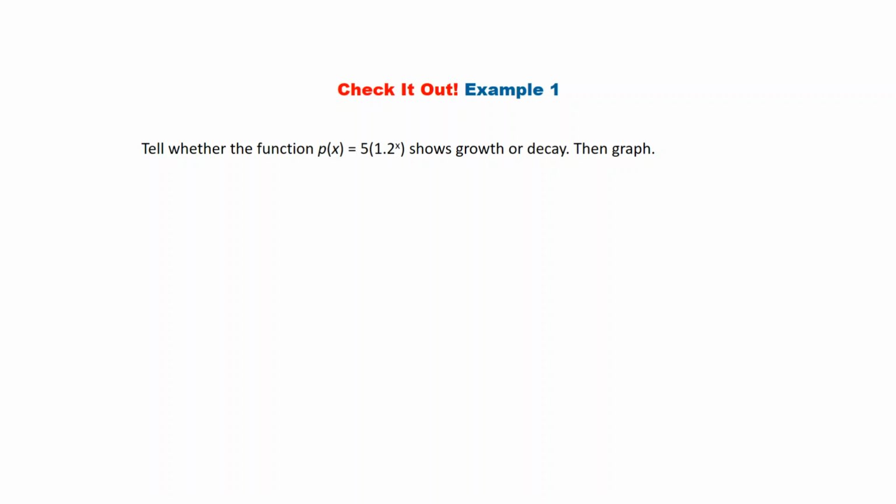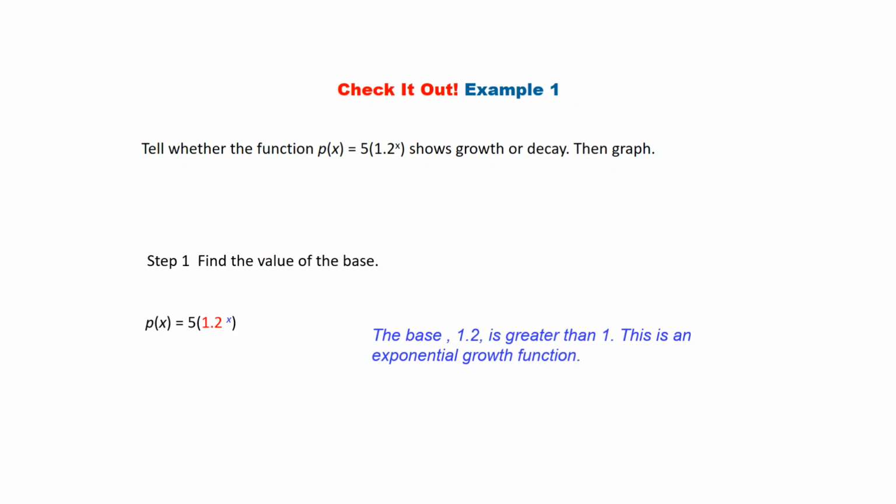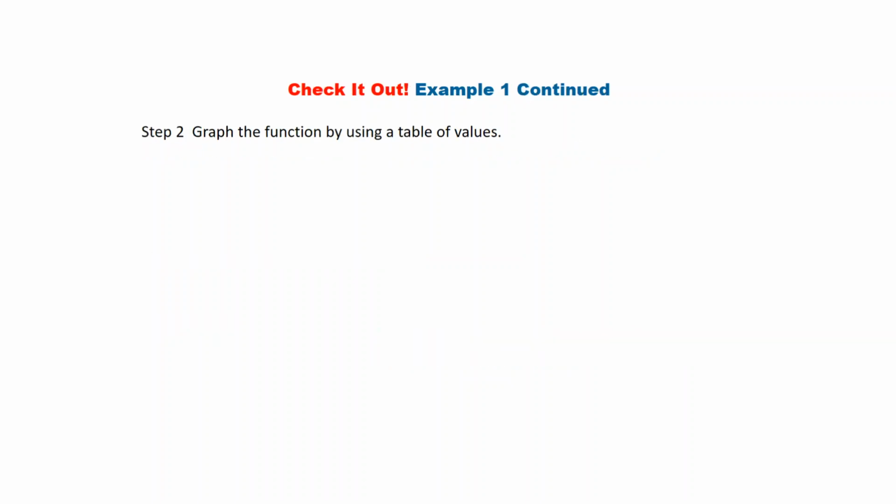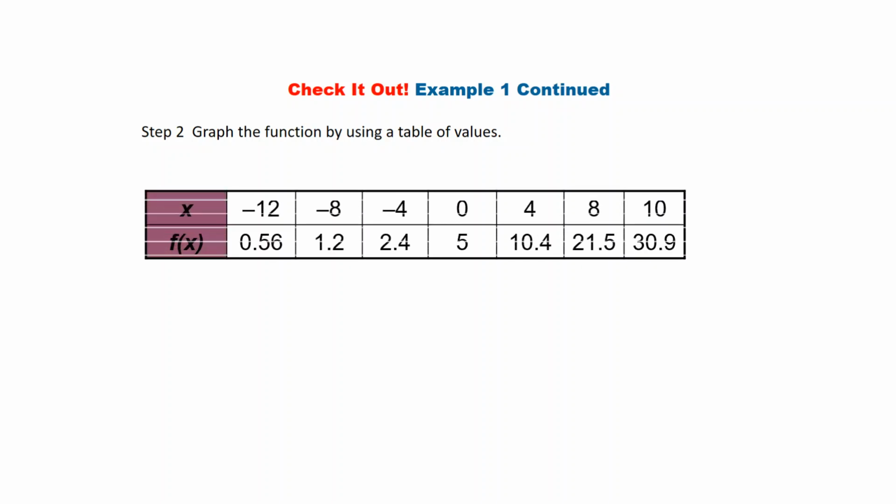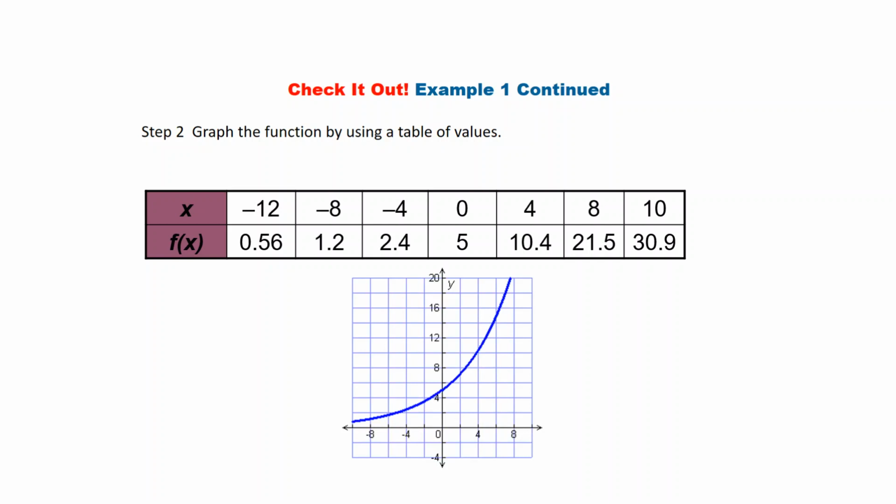All right, so that one shouldn't have been too hard for you. You can see the value of the base is 1.2, and that is greater than 1, so this is going to be an exponential growth function. You can use a table or your calculator. In this case, I'm going to show you the table. Here's the table when you work out your problem, and then the growth is going to look something like this. As you can see, the graph gets larger as my x is getting larger. My x is getting larger, my y is getting larger.